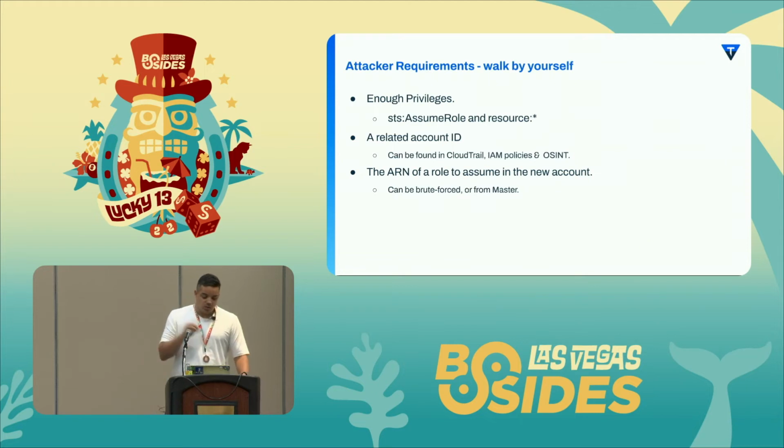And they also have to know the ARN of a role to assume in the new account. So when you do an STS assume role, you have to know the ARN of the role that you assume in the new account. This can be brute forced because usually it's created by humans. So you can brute force like account number, role admin, administrator, and things like that. But there's a special case for when it's coming from the master account.